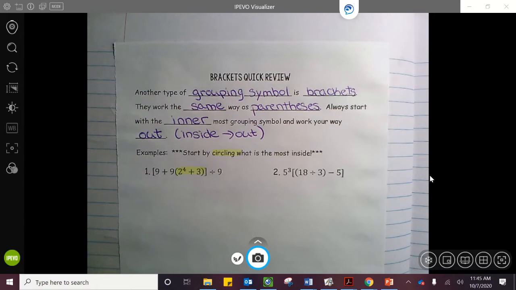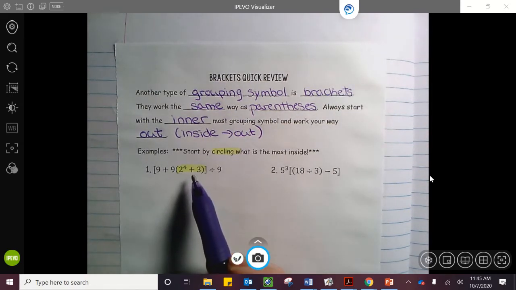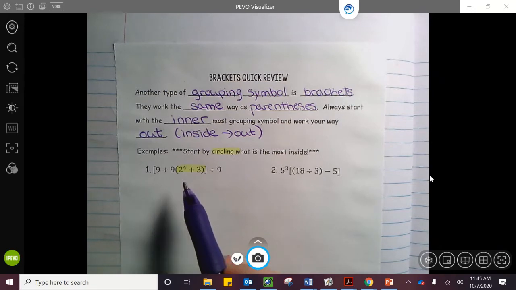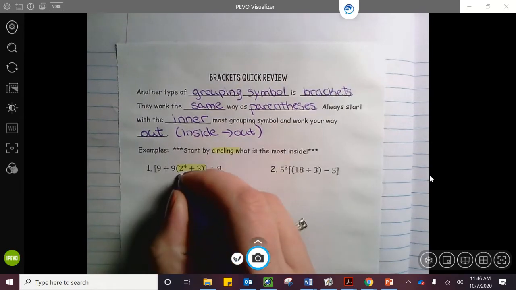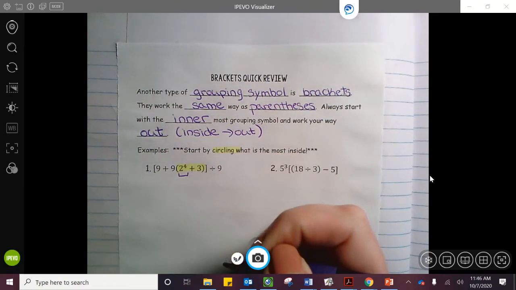Now, even within our parentheses, there's 2 different operations going on, and we have to figure out which one to do first. We have an exponent, which is one of our steps in our order of operations, and we have addition. So if you remember with our order, we are actually going to start with our exponents first before we worry about the addition. So 2 to the 4th power.